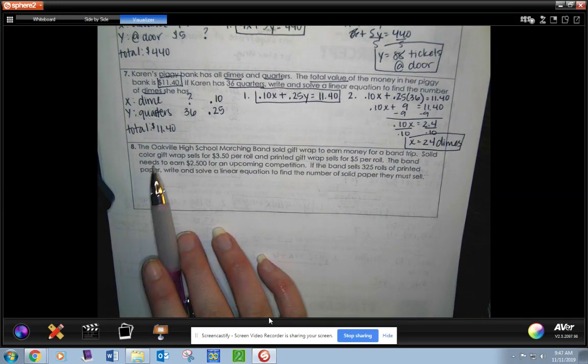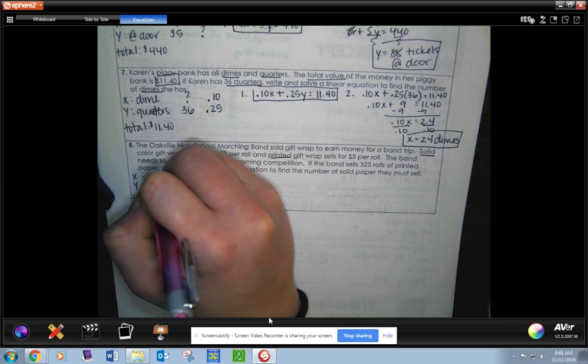Okay, last one. The Oakville High School Marching Band sold gift wrap to earn money for a band trip. Solid colored gift wrap sells for $3.50 per roll, and printed gift wrap sells for $5 per roll. The band needs to earn $2,500 for an upcoming competition. If the band sells 325 rolls of printed paper, write and solve a linear equation to find the number of solid paper they must sell. So my important information is we're talking about solid and printed. So X, Y, total. I'm going to call X solid because I saw that one first, and Y printed.